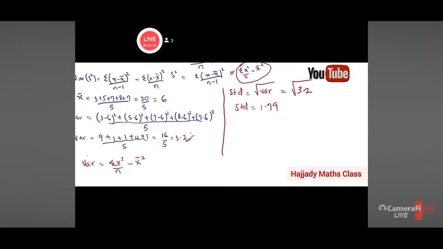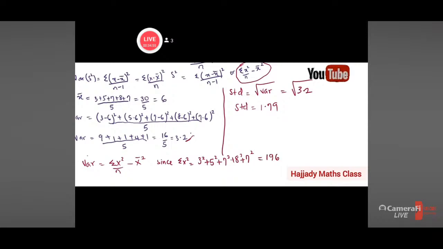Since the summation x squared means each of the observations squared, that is 3, 5, 7, 8, 7, we are squaring each of them. It is going to be 3 squared plus 5 squared plus 7 squared plus 8 squared plus 7 squared. So this is the summation of our x squared, and that is going to give me 196. Okay? And don't forget our x bar squared.